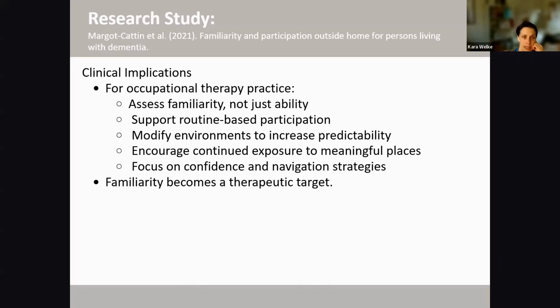So their clinical implications talked about how we need to look at familiarity, not just ability, support routine-based participation, and modify environments to increase predictability. Again, create those routines. Talk about why it's important to continue to go out.